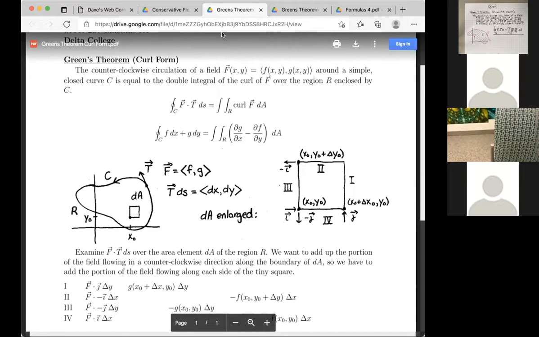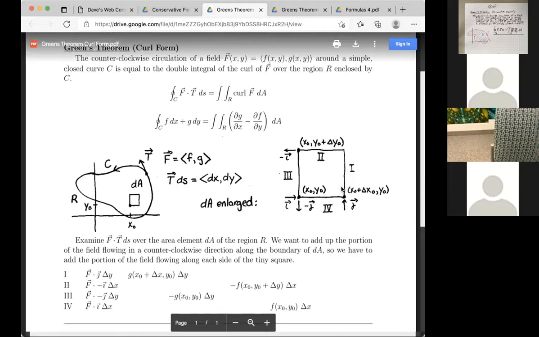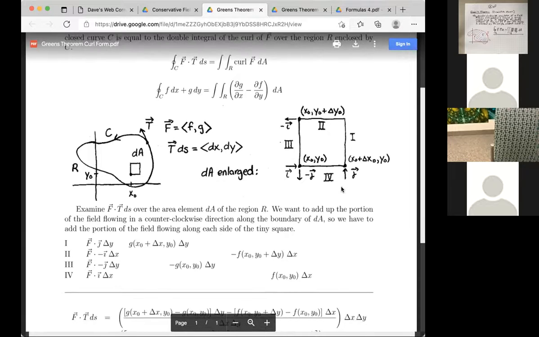Now, that's the problem with the drawing tools, is I have to also move this paper up and down. Let's walk around the outside of this dA element. Tiny, tiny area square, tiny, tiny floor tile inside my round room or inside my pool.